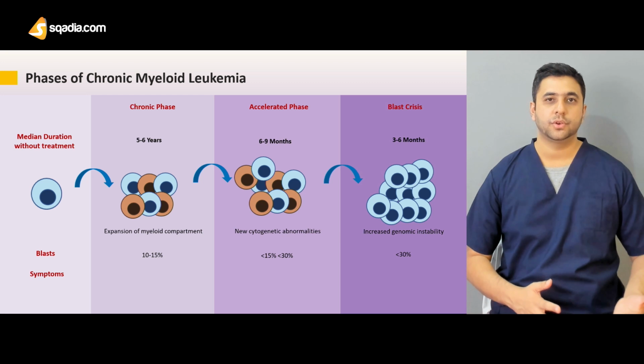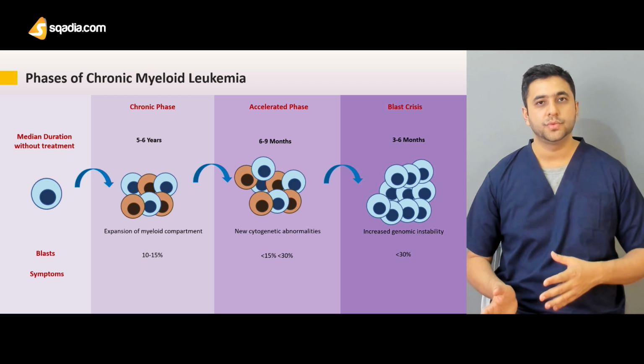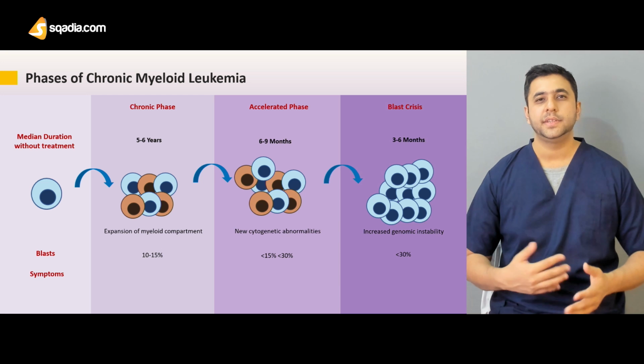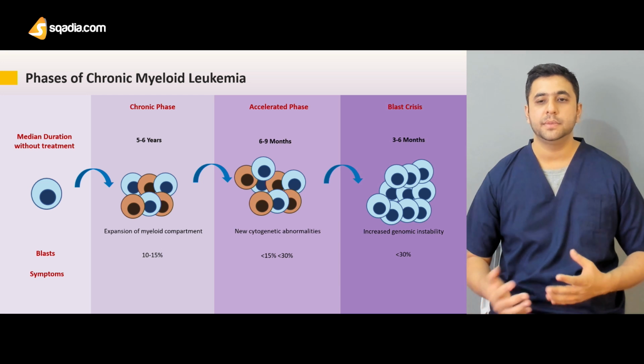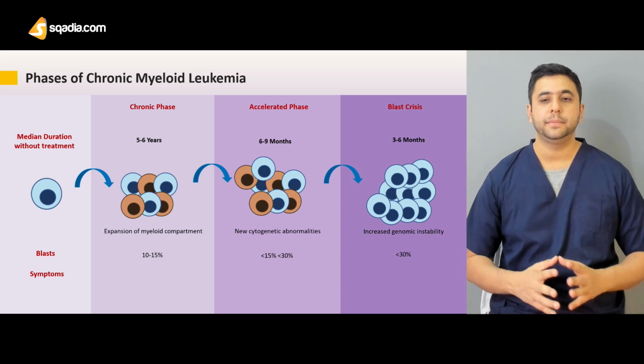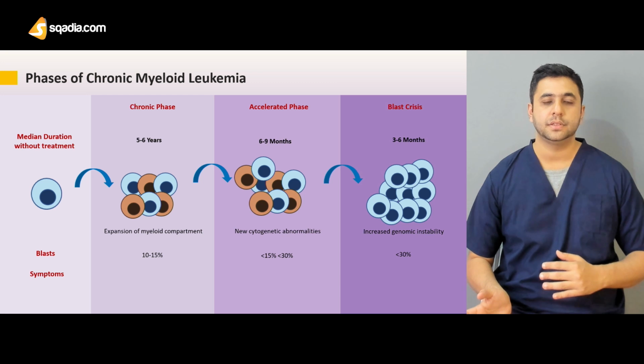The disease started in the chronic phase, and then it moved on into an accelerated phase, which has a median duration of around 6 to 9 months. And then later on, without treatment, the patient can progress into a blast crisis.